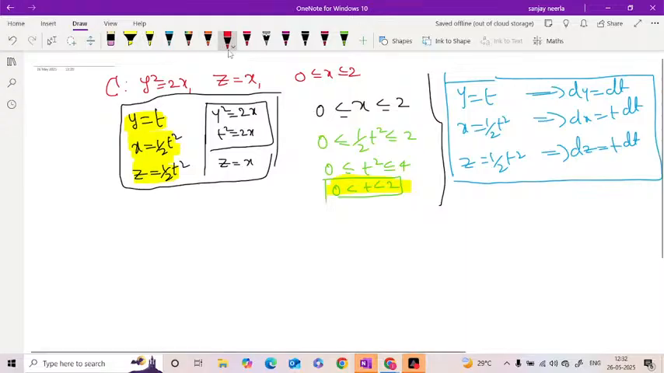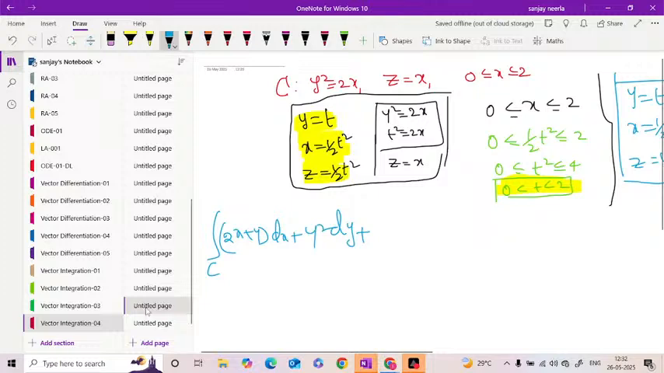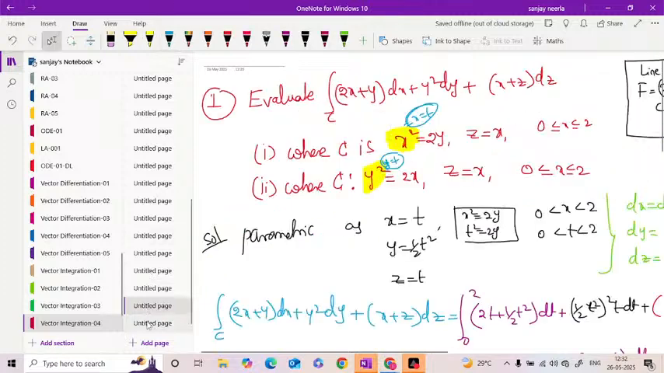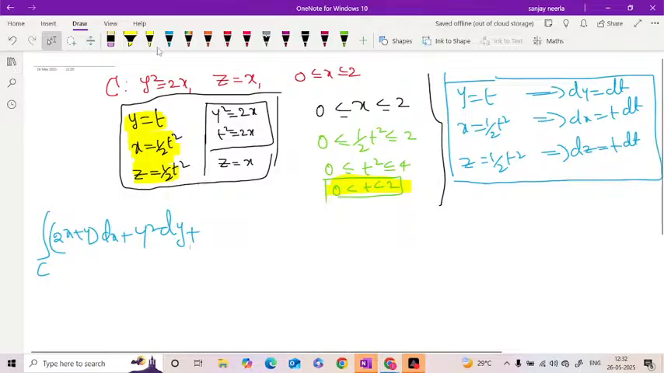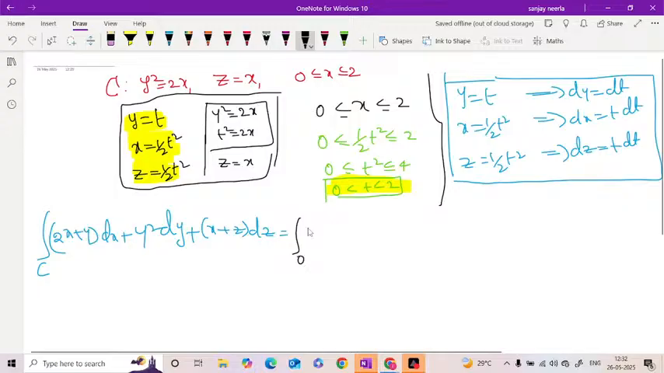Now come to the problem. So integral, what is the problem? So (2x plus y) into dx plus y square into dy plus (x plus z) into dz. Now substitute all parameters. Now the limits are 0 to 2.